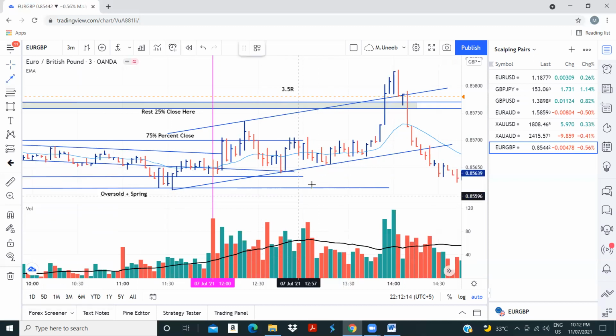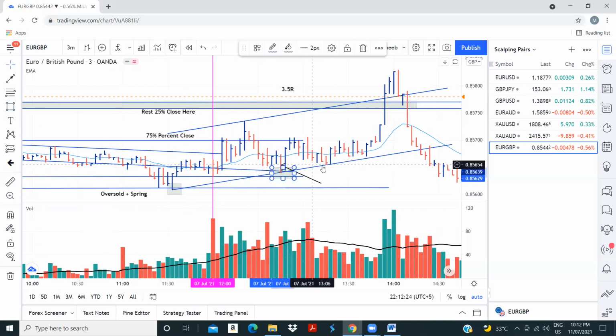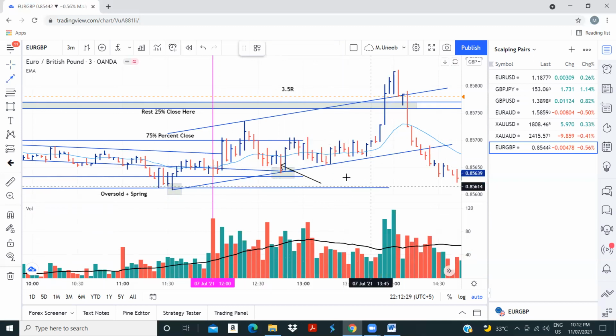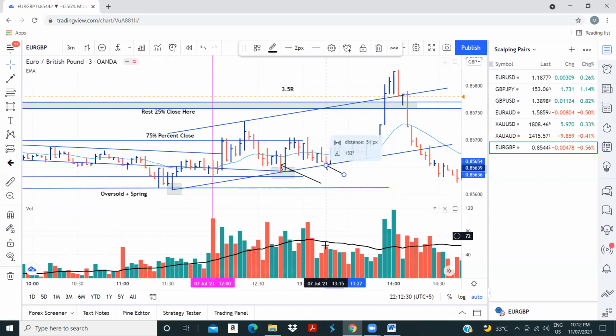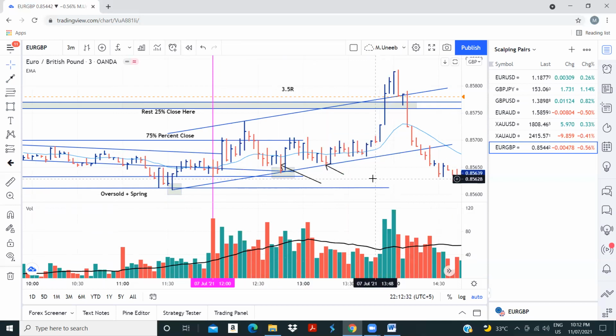You can go and enter for this. And here, if we connect these 2 points and draw the trend line right here, we will see that we have exactly the effort versus no result on this part. So we have 3 entries here. Third entry, once we break this high, right over here, you can see.